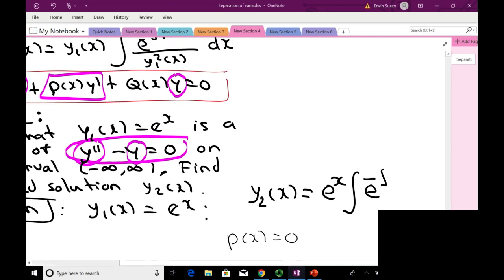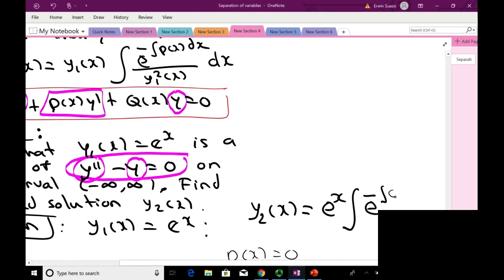Following the formula, it is e to the minus 0 dx, over y1 squared of x. y1 is e to the x, right? So y1 of x is e to the x. Therefore, y1 squared of x is e to the 2x, and then dx.